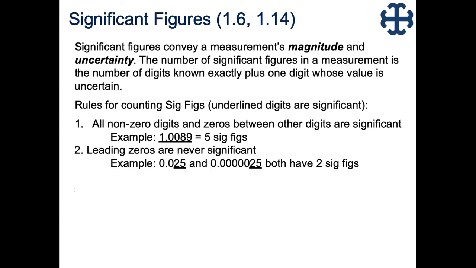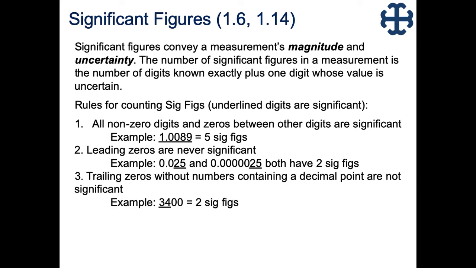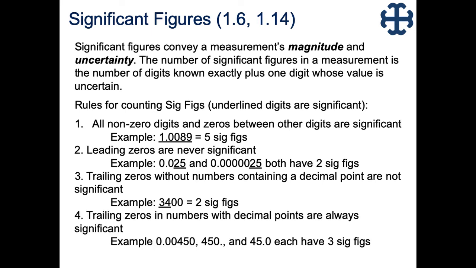Our second rule is that any leading zeros that we have are never significant. So if we have a decimal here, for example, 0.025 and then 0.00000025, each of those would only have 2 significant figures. Okay? Next rule is that any trailing zeros in numbers without a decimal point are not significant. So in this example, 3400 only has 2 sig figs.